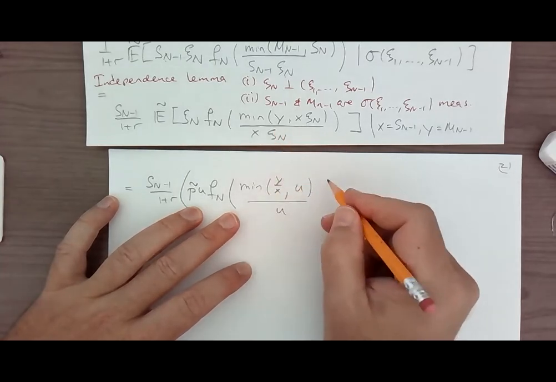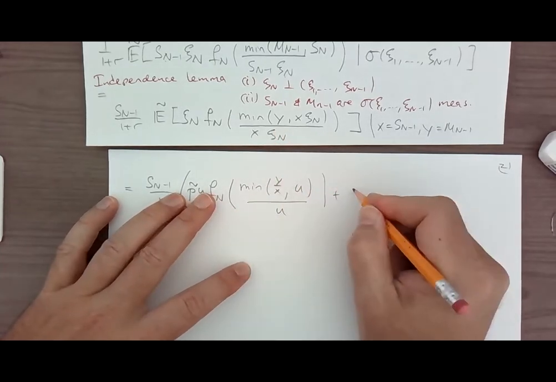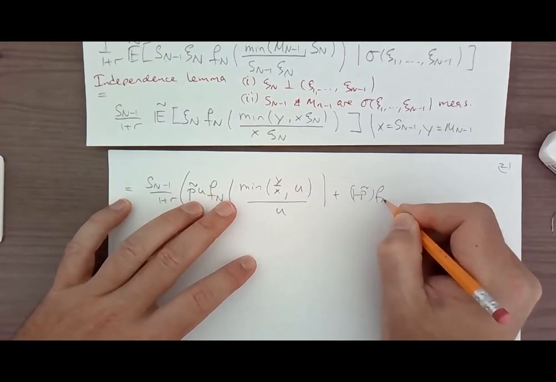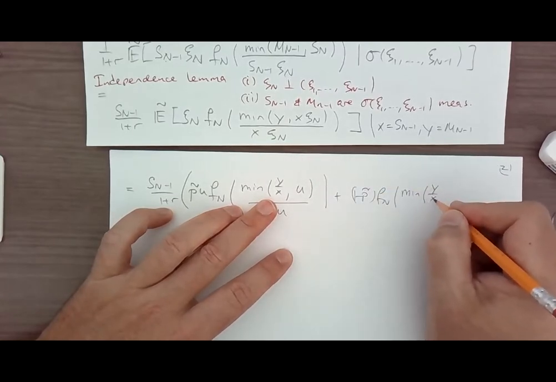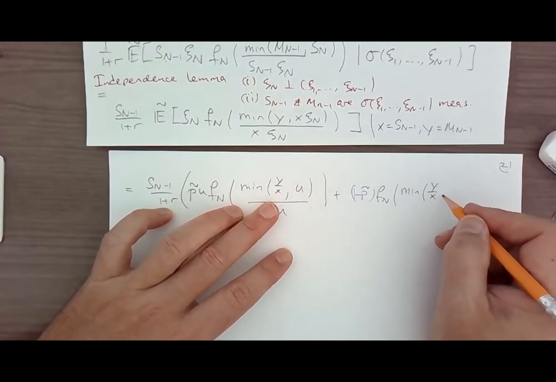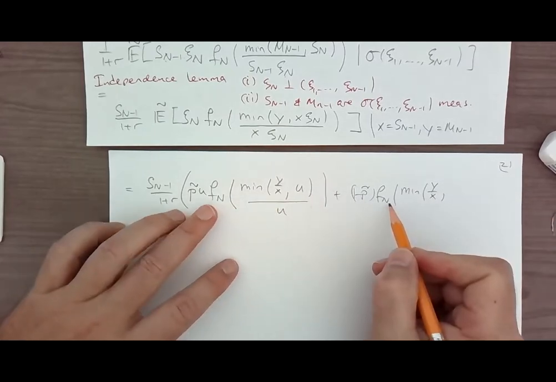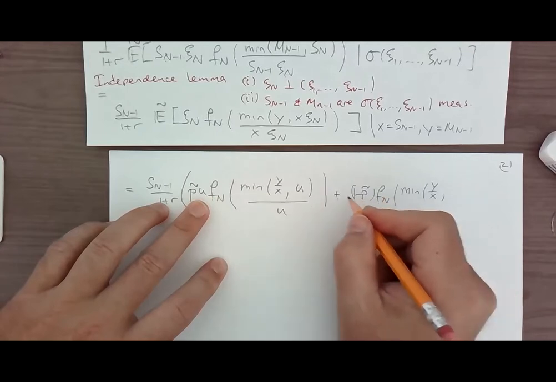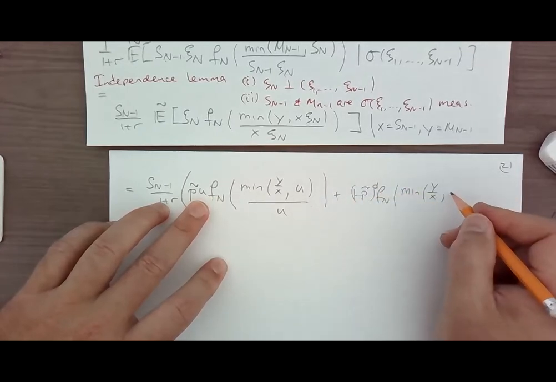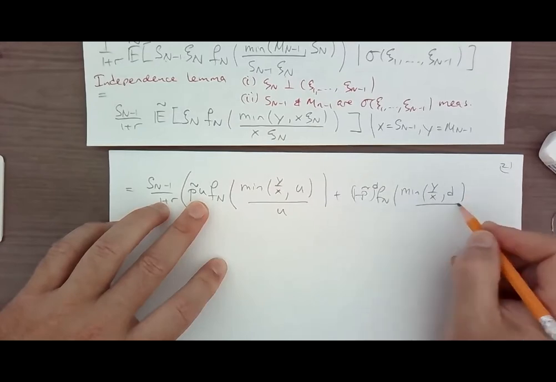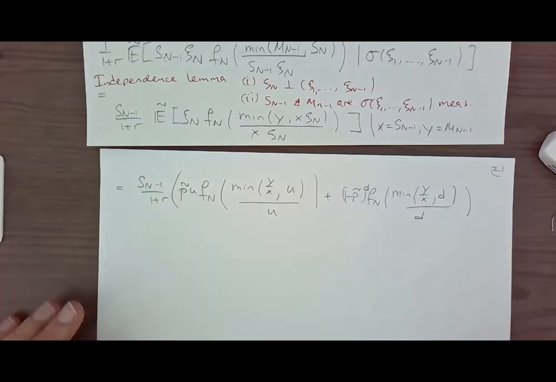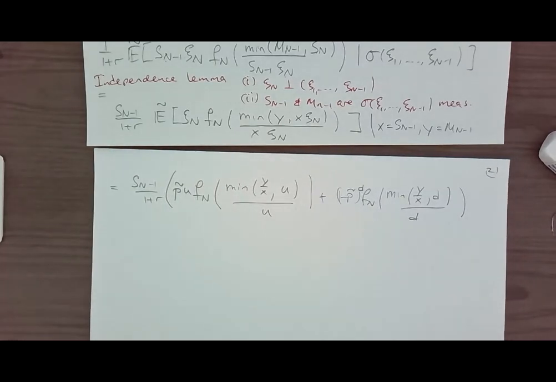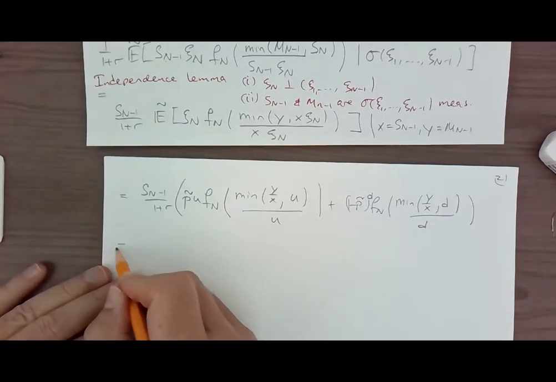What else do we have? Is that it? I think that's it. Plus, and then 1 minus p tilde. Fn, and then the min, do the same y over x. And then instead of u here, we will have a d. There should also be a d outside there. And then it will be d divided by d. So that's our function.